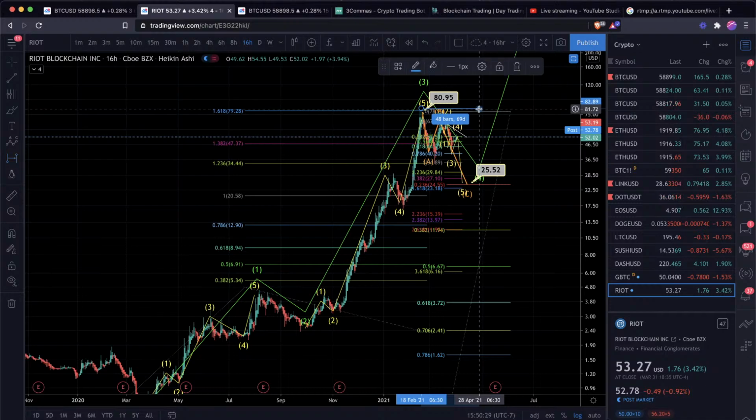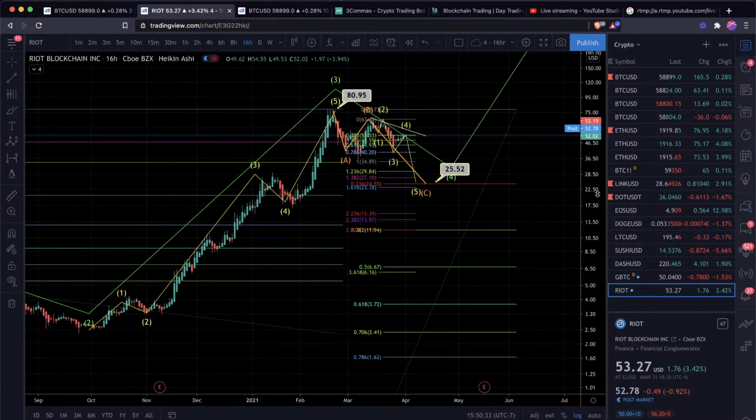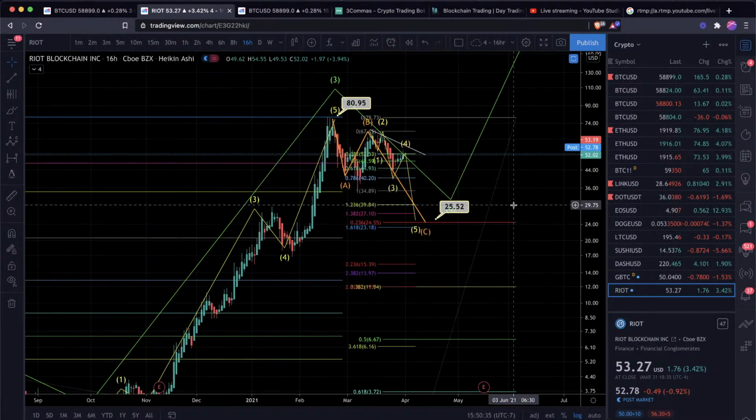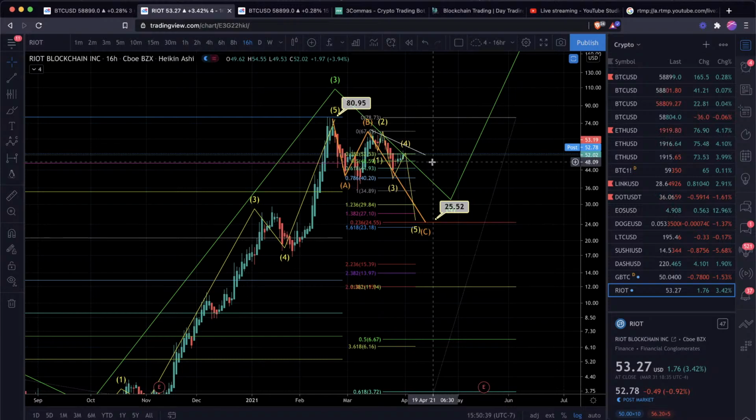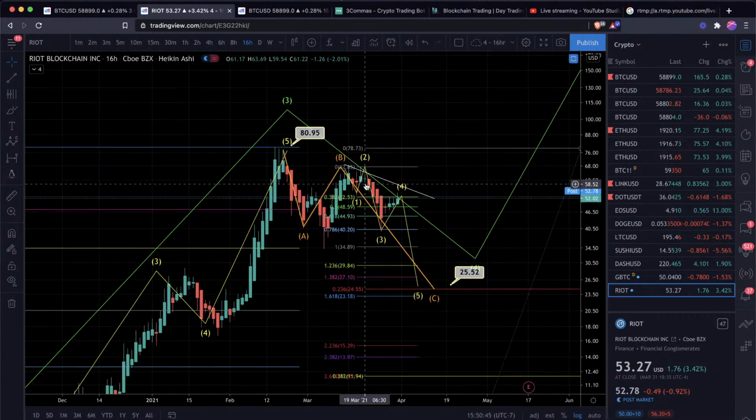So I think it still needs more time to play out. I don't think we're ready to take off yet. It can be wrong, but that's just my bias, just in regards to leaning more towards some potential continuation to the downside, again, just to have these indicators reset.